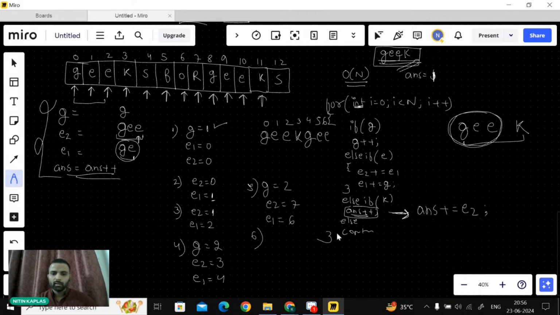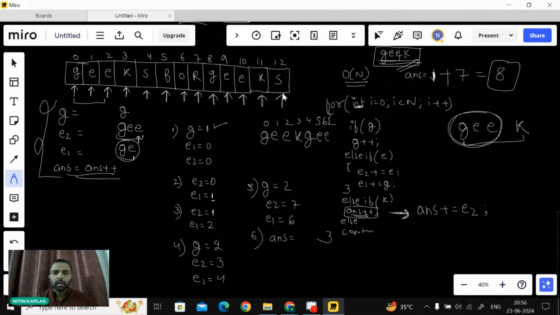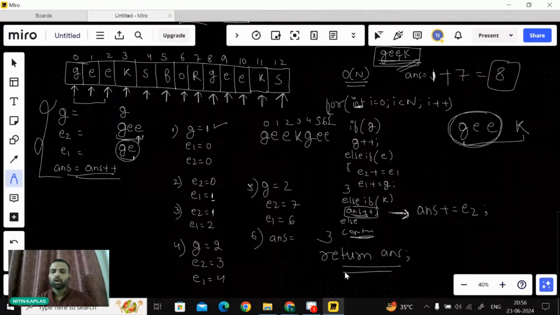Now when I'm here, I go into the else if case of the K part, answer equal to previous answer, which is 1. Let's add what's the E2 count, which is 7. So my answer is 8, right? After that we have S, go into the continue part. After that it's finished. Simply return your answer, which stores how many subsequences of GEEK you have, right?